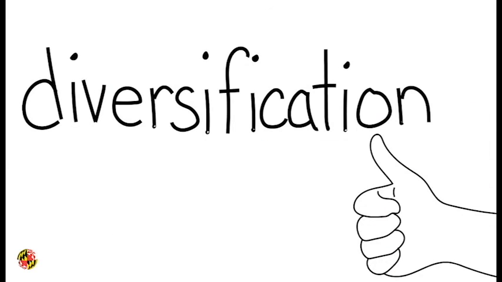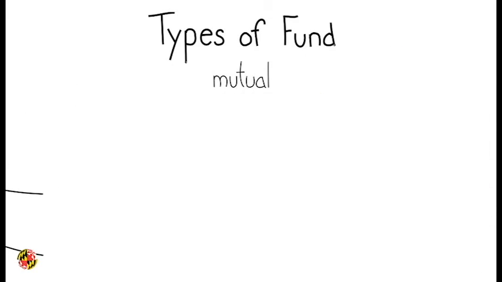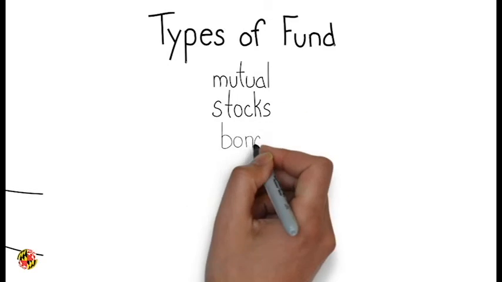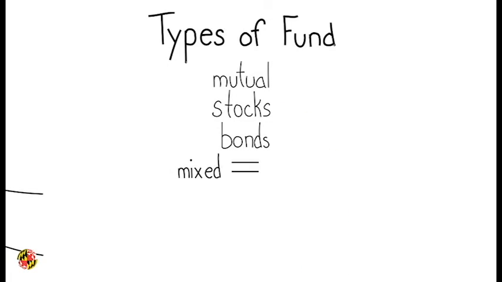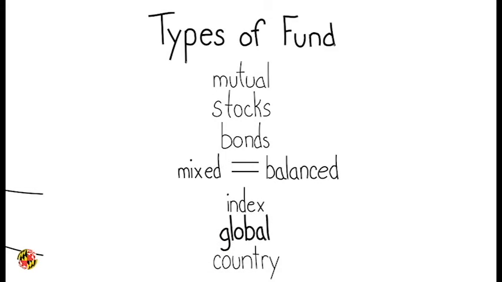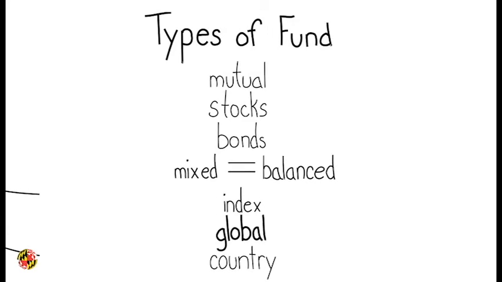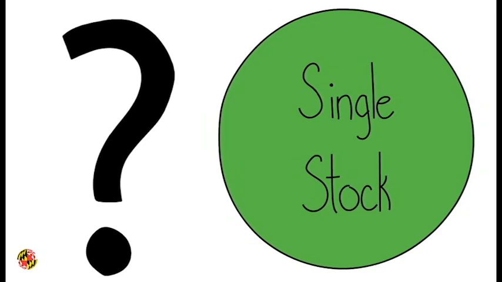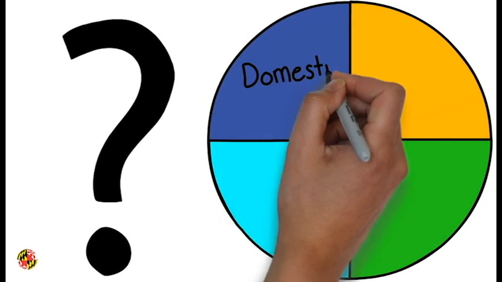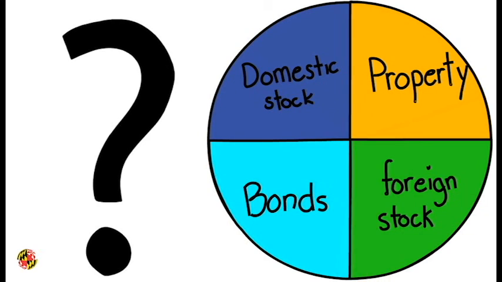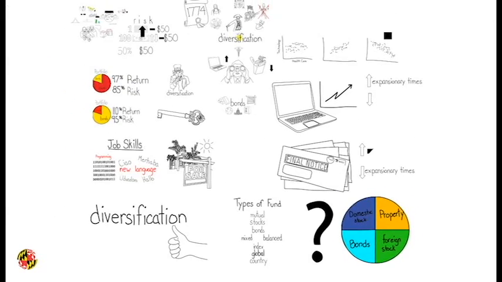Diversification is easy. You can invest in mutual funds. There are stock funds, bond funds, mixed stock and bond funds called balanced funds, index funds, global funds, country funds. You name an investing goal, and there's probably a fund that has that as its goal. So why would anyone hold a portfolio with a single stock? They wouldn't, or at least they shouldn't. It makes sense to hold different types of assets from different industries and regions, so you don't lose it all if you make a bad bet.